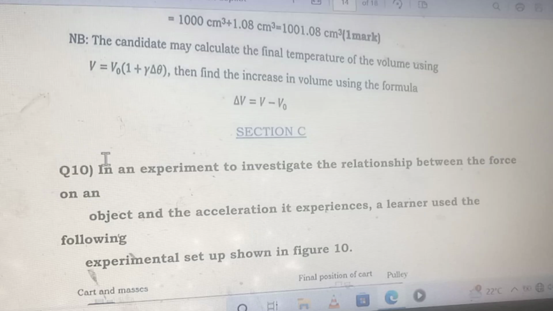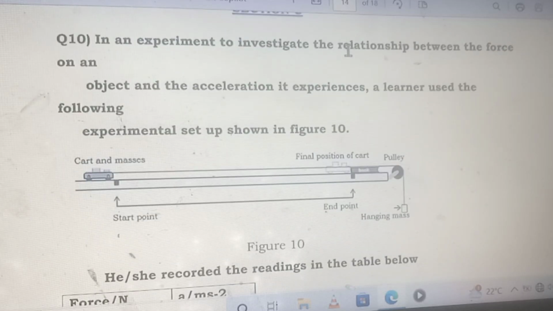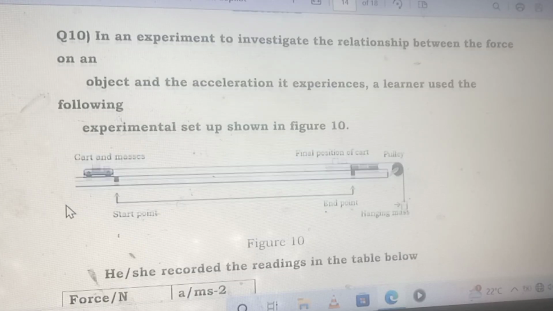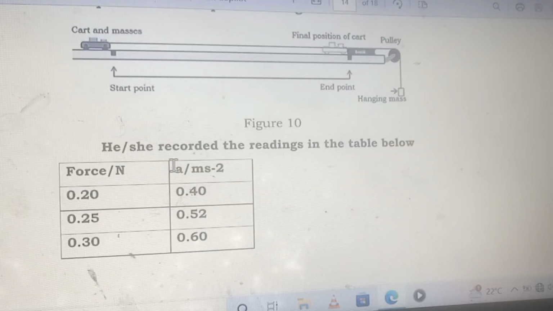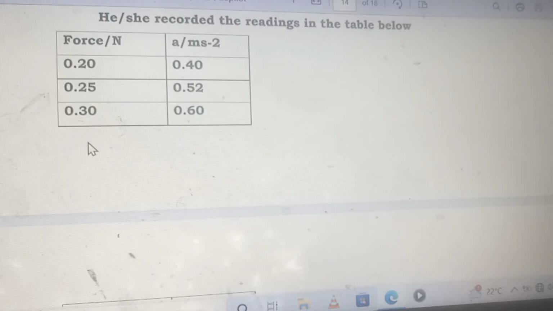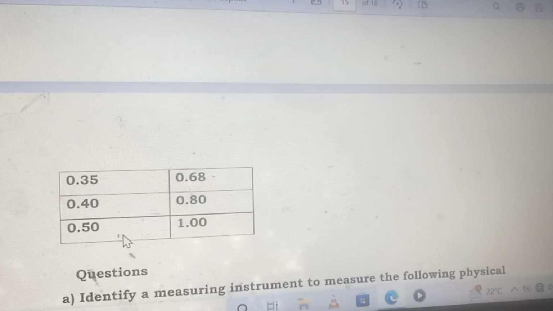Let's continue. Question 10. In an experiment to investigate the relationship between force on an object and the acceleration it experiences, a learner used the following experiment setup shown in figure 10. He or she recorded the readings in a table below, force and acceleration. This is the data we use to plot.